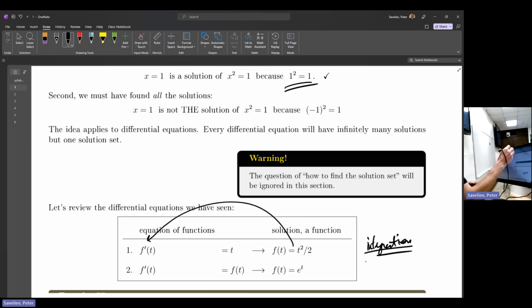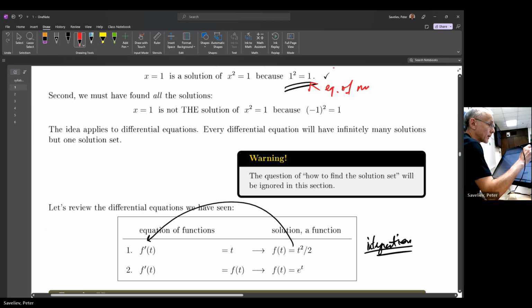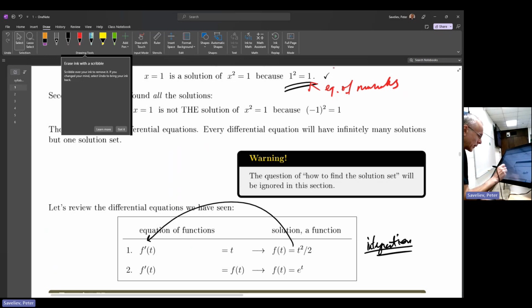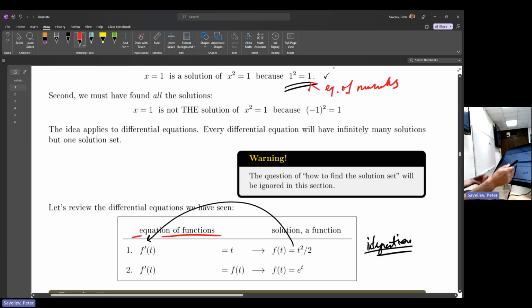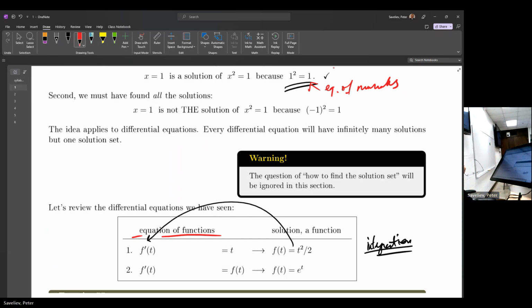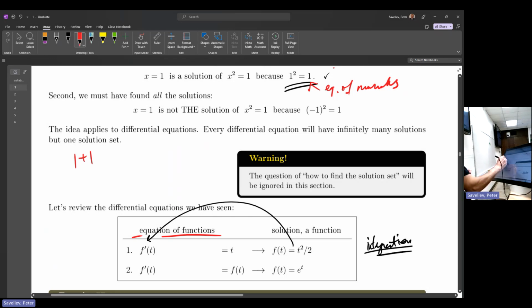Unlike over here, this is an equation of numbers. This is an equation of functions right here. So what does it mean for two functions to be equal to each other? They may have different representations, but they're the same, just like 1 plus 1 is equal to 2, these two numbers are equal to each other, even though they have different forms.